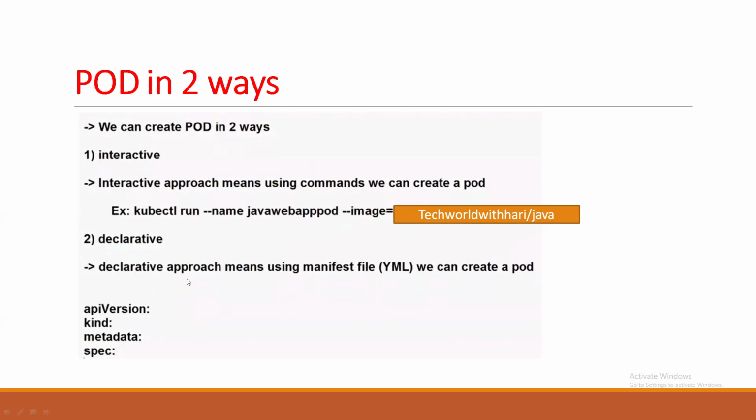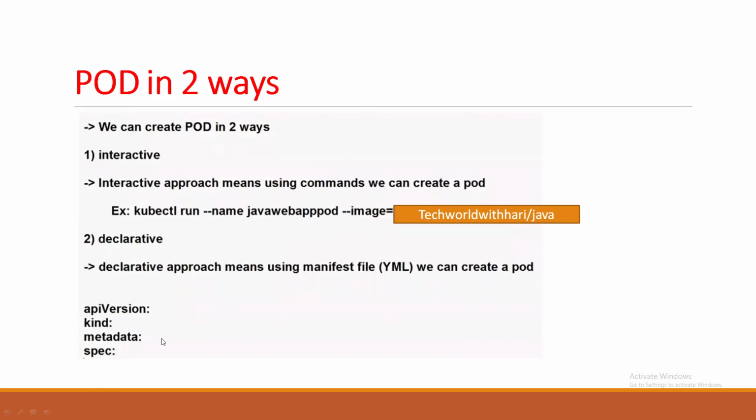Declarative approach means using manifest files. Kubernetes has manifest files, which are written in YAML, and we can create a pod with them. So, interactive mode and declarative mode. Most of the time in real work we use the declarative approach, which means creating the pod using manifest files.